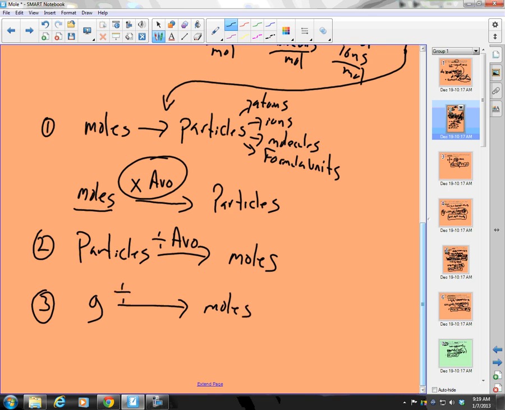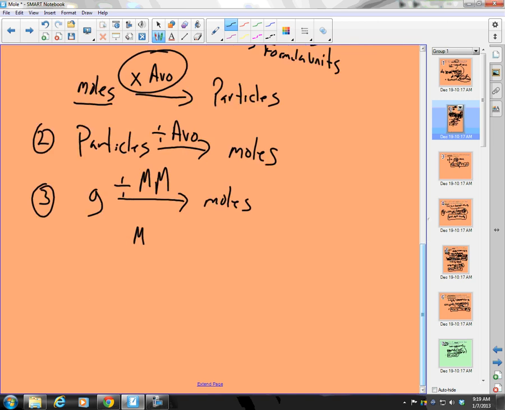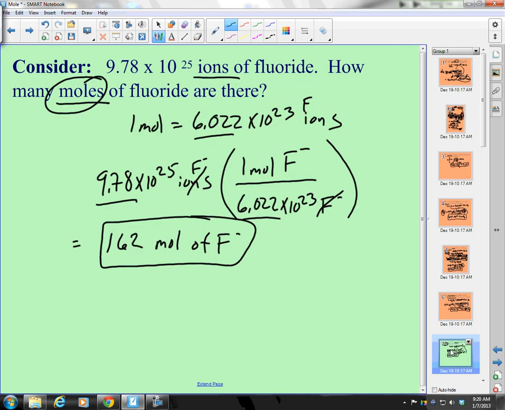I'm going to divide by something called mm. And what is mm? Mm is molar mass. And what's molar mass? Well, the molar mass is defined as the mass of 1 mole of something, of an element, of a compound, of whatever's given. It's the mass of 1 mole. Good. So I'm going to take grams and divide by the molar mass for whatever I'm looking for, and that'll give me moles. Cool. So let's go back to our questions.